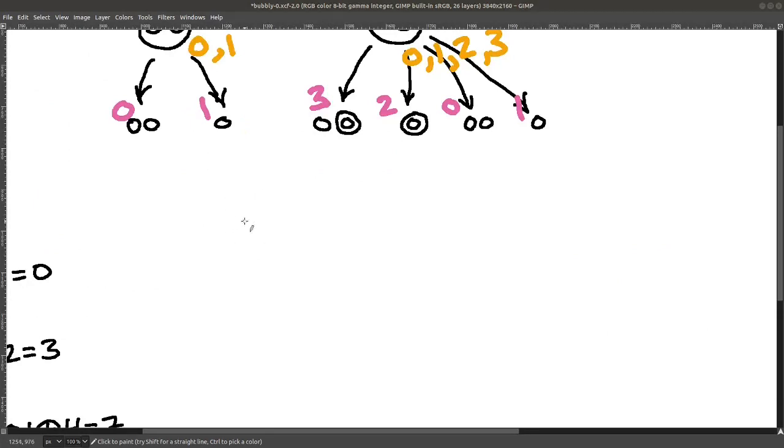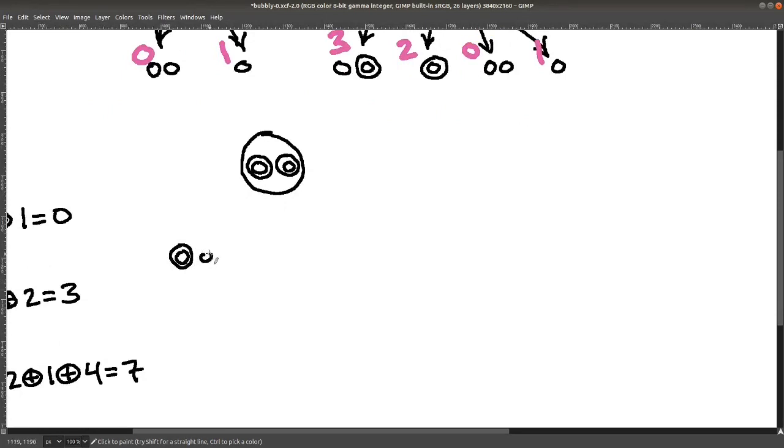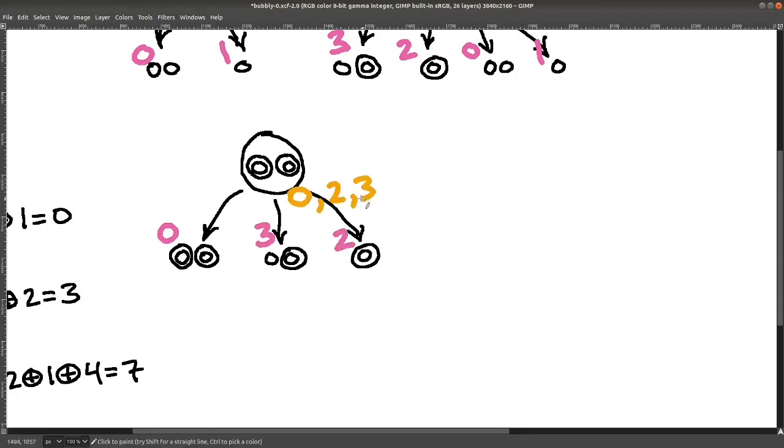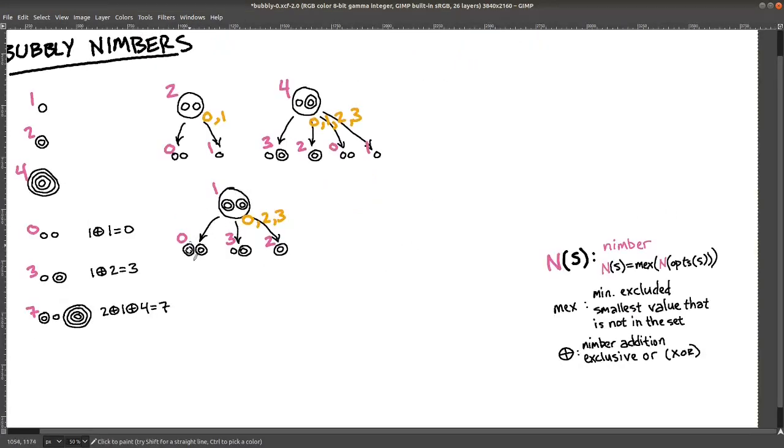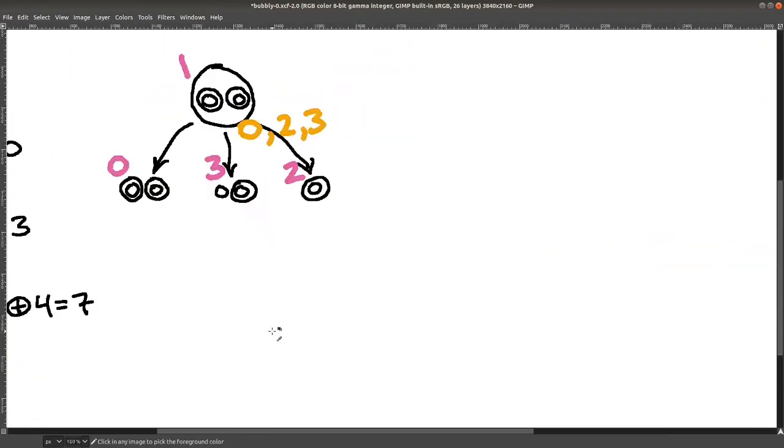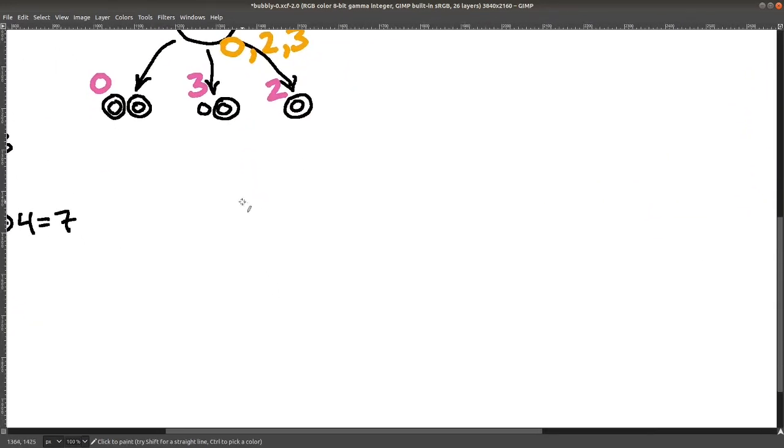Let's do one more like this quickly. 0, 3, 2. So from here you can reach states of 0, 3, or 2, and so this one gets a Nimber of 1. Okay, another state we don't have covered yet.